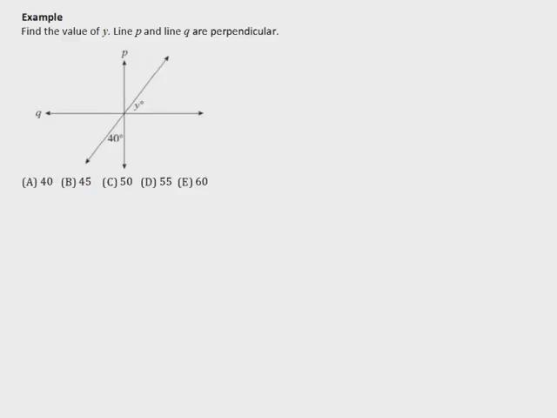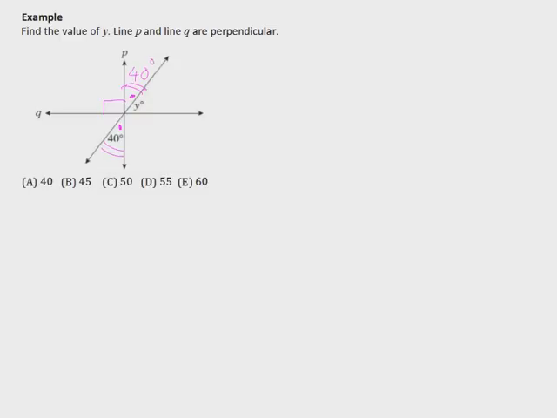Find the value of y. Line P and line Q are perpendicular. So P is perpendicular to Q. And I'm given this 40 degree angle. Let me see if I can use it. I'll try to move towards the y degrees. So the 40 degree angle and this angle are vertical angles. So they are equal. So this also turns out to be 40 degrees.